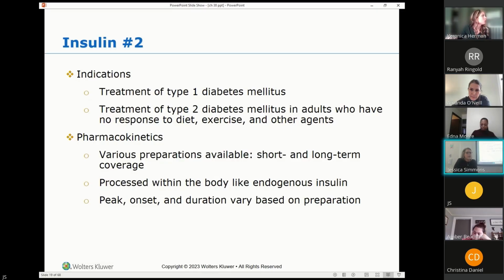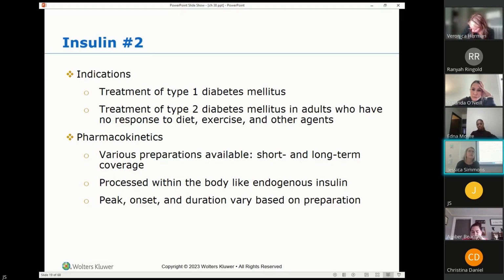Insulin, the indication is the treatment of type 1 diabetes and also the treatment of type 2 diabetes in adults who have no response to diet, exercise, and other agents. So if everything else fails and your type 2 diabetic no longer has a functioning pancreas, or the pancreas has decreased in function, they may require insulin.